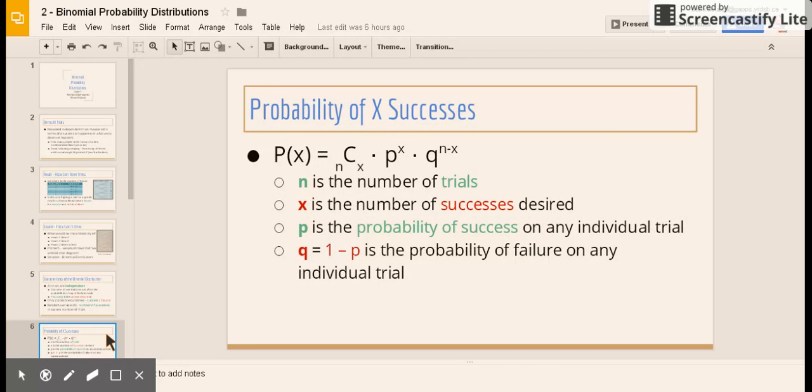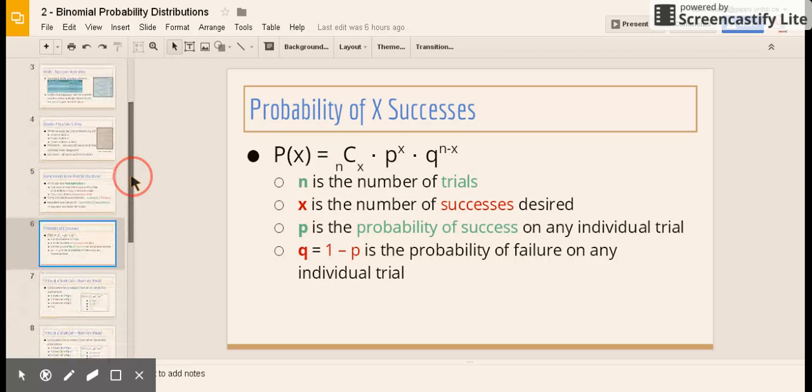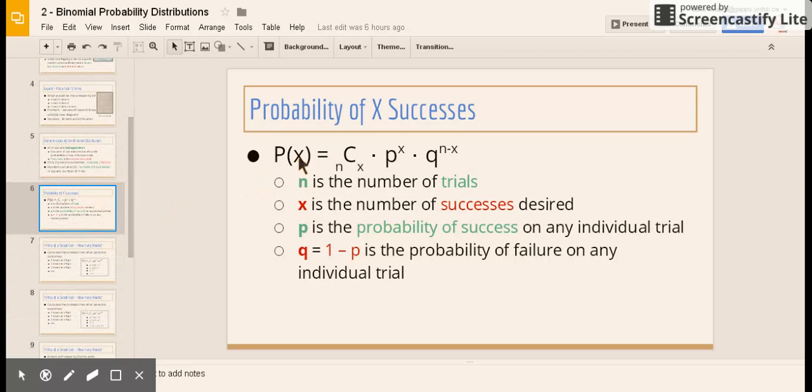So the probability of getting x successes, we're going to use this formula. P of x is the probability of getting that many successes. Okay, so this is not a multiplication again. This is part of my notation, part of my formula. So P of x is equal to n choose x. So we have the number of trials, choose the number of successes I want.